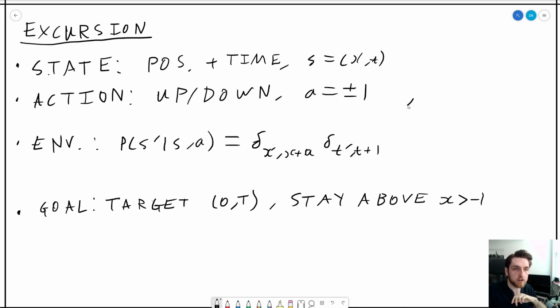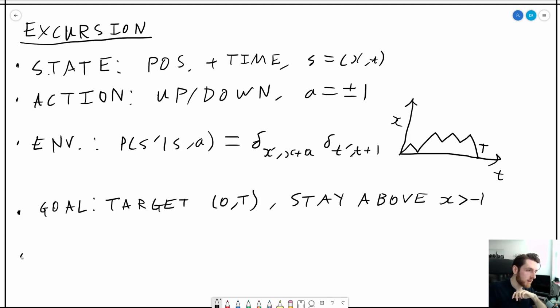Our goal is to have trajectories that look something like, if this is the position against time, we'll start from 0 and want something which looks perhaps like this, where this is the target time. And we do this by having a reward which is shaped to encourage this.